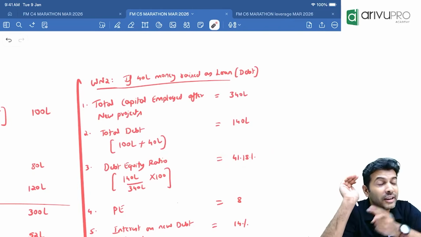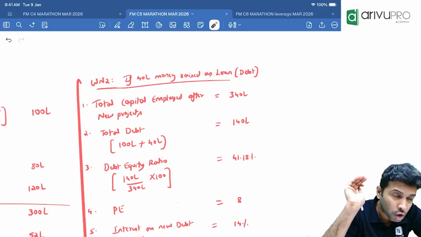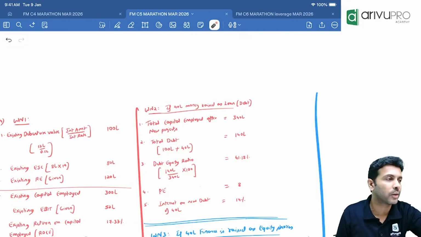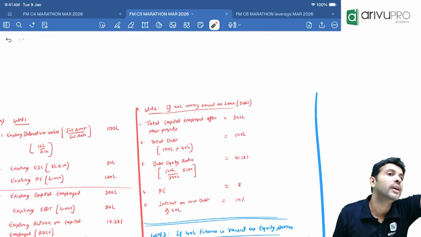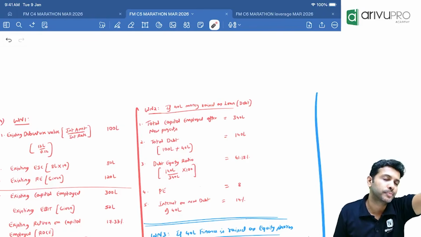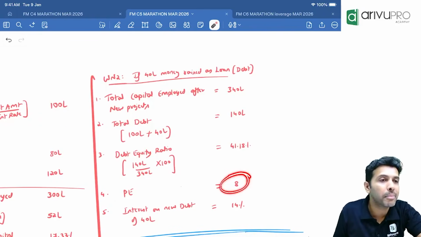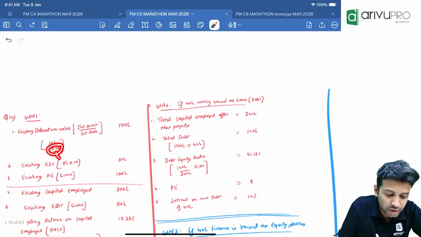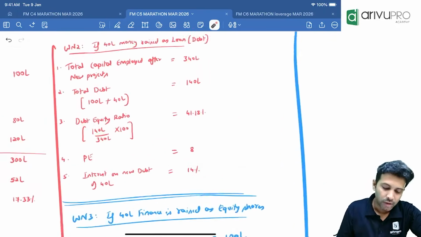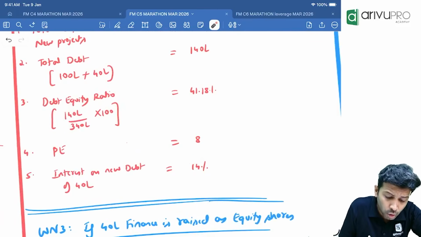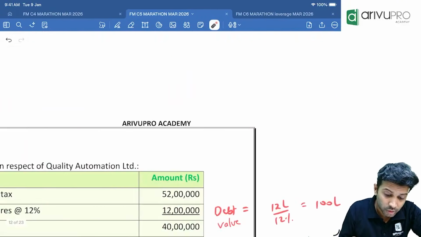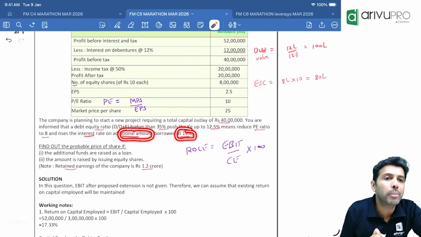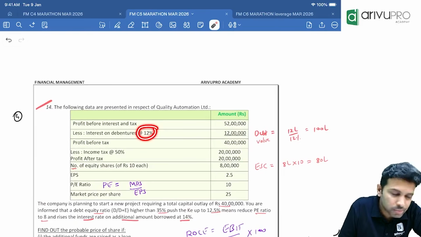Did it cross 35%? Yes. Because the benchmark they told in the question was, if debt divided by debt plus equity crosses 35%, a few things will happen. What are those? The PE multiple will not be 10, it will become 8. Now, the existing interest rate was 12%. Now, can you borrow at 12% or 14%? Is this 14% for the existing and new, or only new? Additional, they told. Don't forget that keyword. Interest rate on the additional amount borrowed will become 14%. Existing debt's interest will still be 12%.